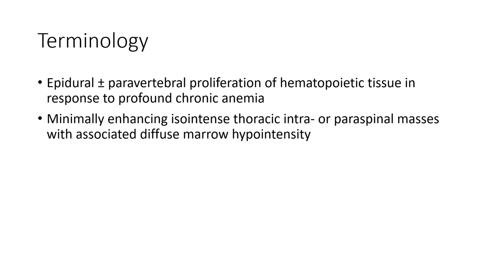Terminology: epidural or paravertebral proliferation of hematopoietic tissue in response to profound chronic anemia. Minimally enhancing, isointense thoracic intra- or paraspinal masses with associated diffuse marrow hypointensity.